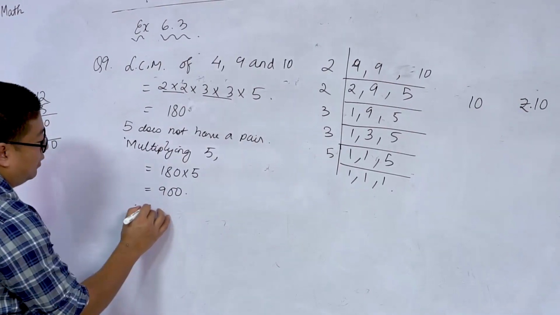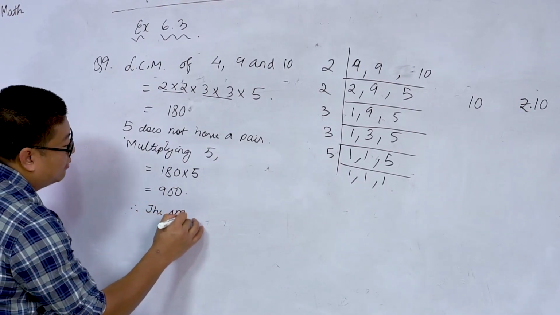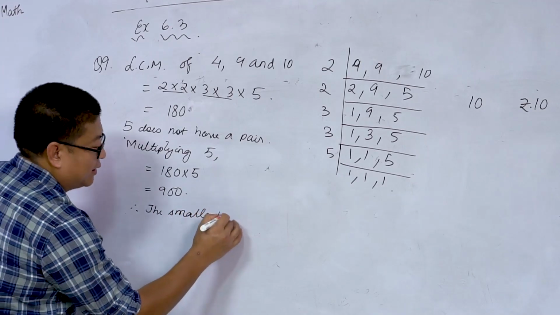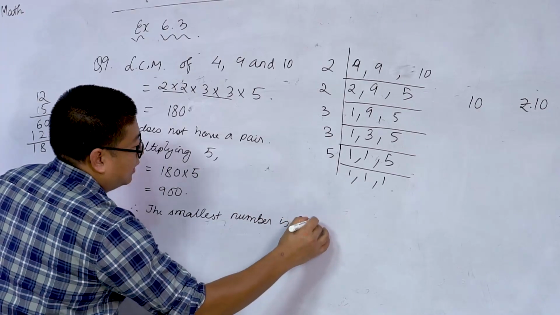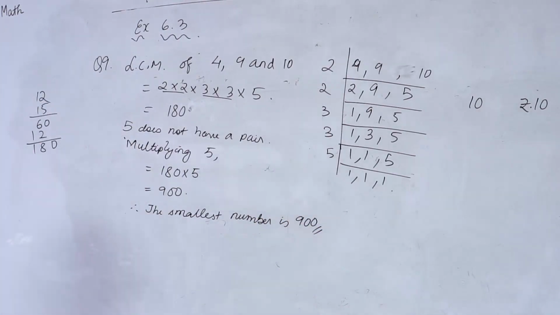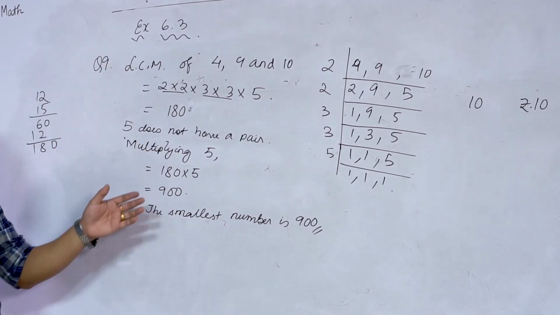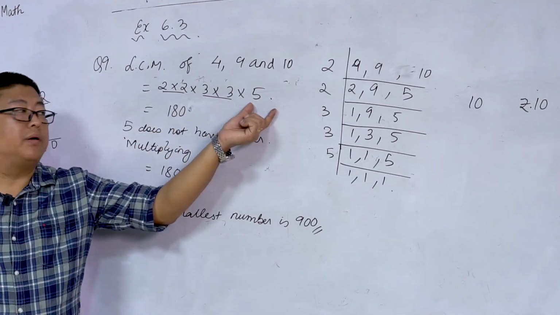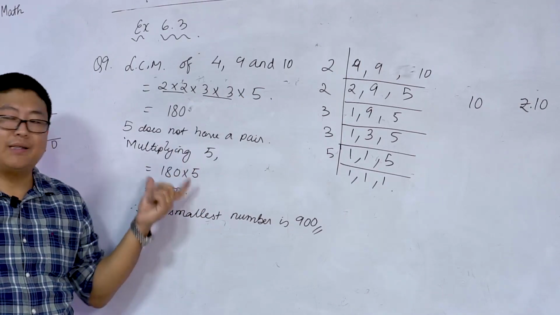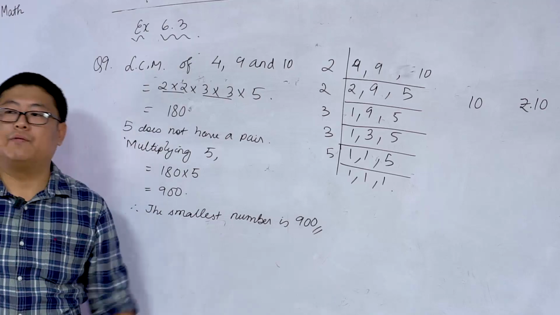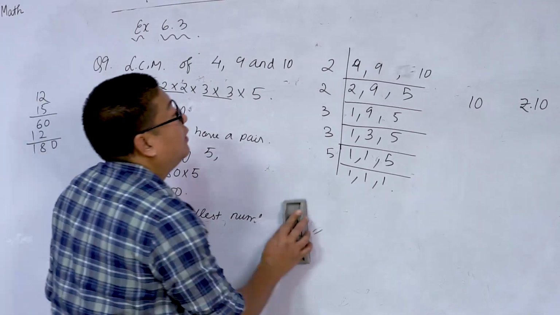Therefore, the smallest square number that is divisible is 900. Similarly, for the next question, question number 10, we have to follow the same steps. If there is a number where a pair is missing, you have to multiply that number with the result that you have got, and you will get the final answer. All right?